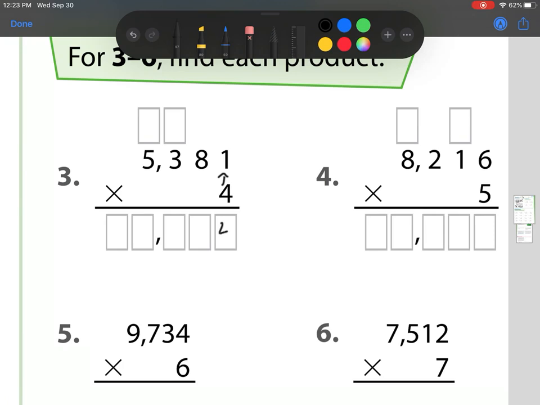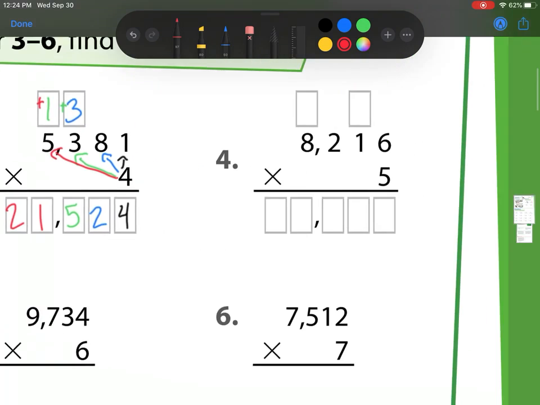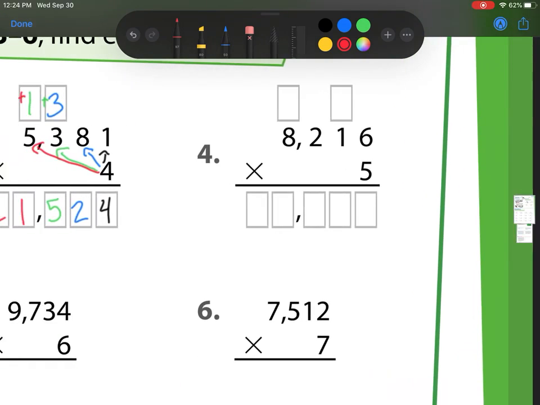4 times 1 is 4. Then we go to our next place value. 4 times 8 is 32. So I put the 2 down, carry the 3. Then I go to my hundreds. 4 times 3 is 12, plus 3 is 15. So I regroup. Now our next one is 4 times 5 is 20, plus 1 is 21. So there's my answer, 21,524.